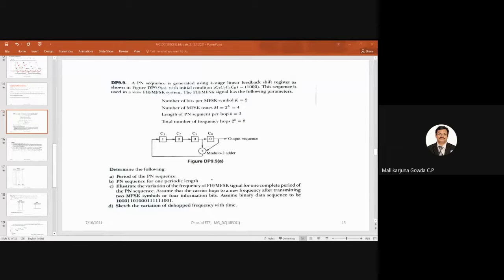Similarly, who is there next? What about Gaurav? What is the third step? 0010 is the state, and the output bit will be 0. Very good. Similarly, next, Aditya Singh is there.